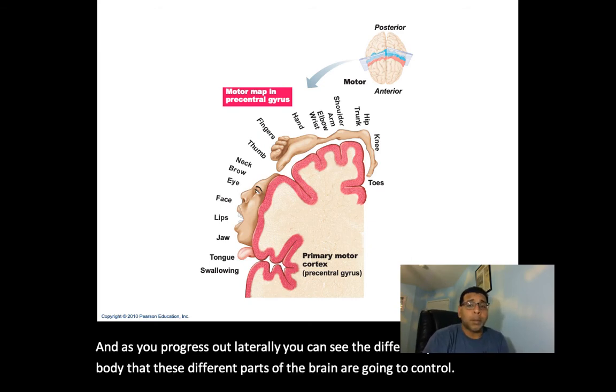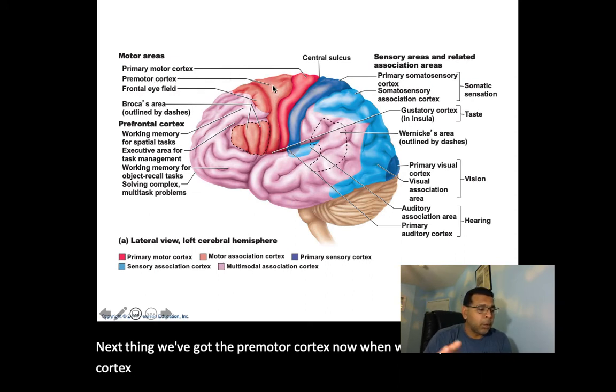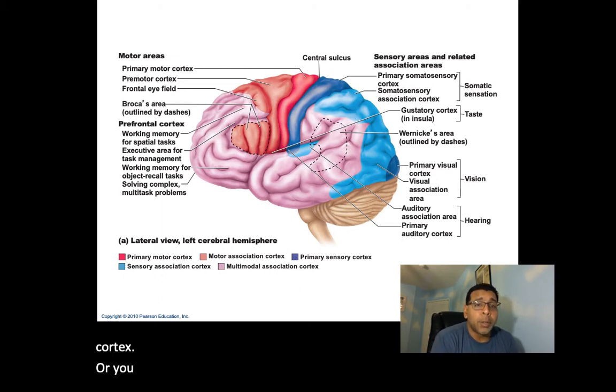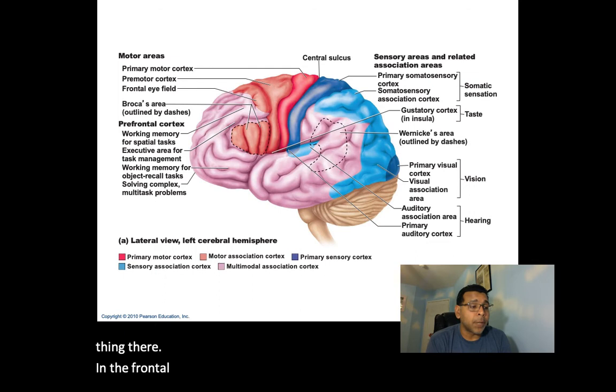Next, we've got the premotor cortex. The premotor cortex is located anterior to the precentral gyrus, or you can say anterior to the primary motor cortex. It's the same exact thing. It's in the frontal lobe.